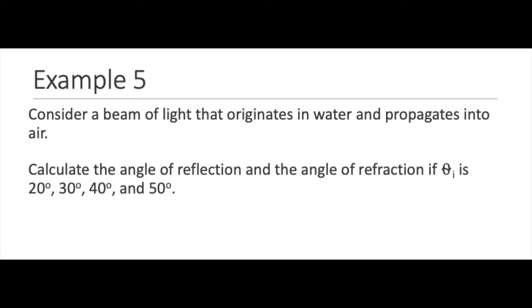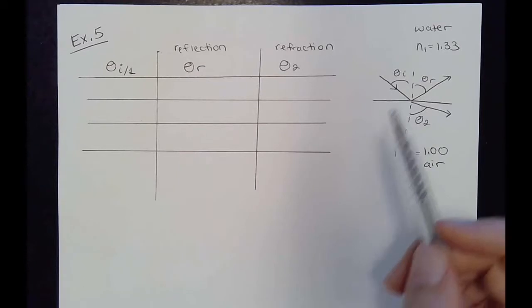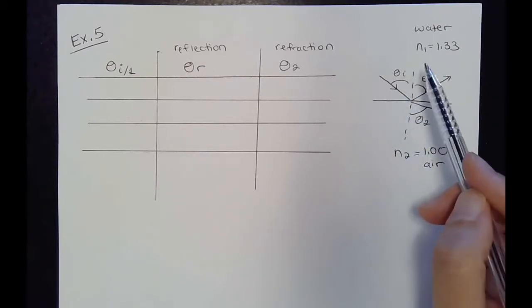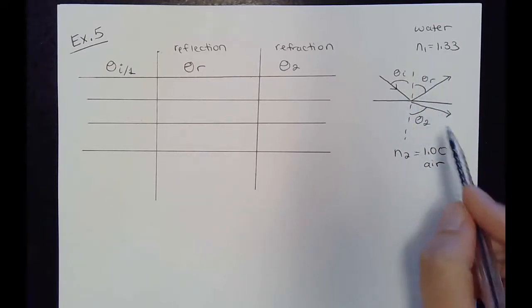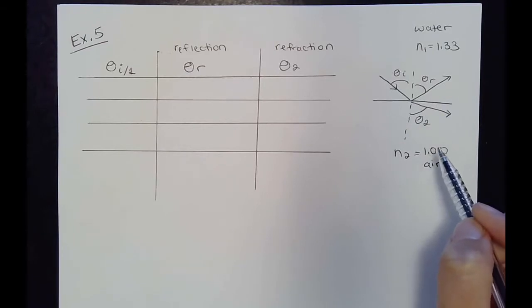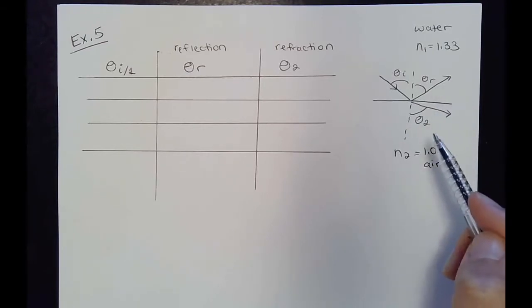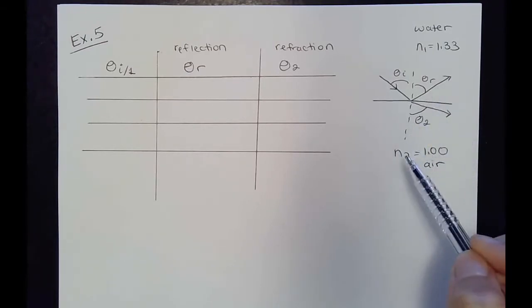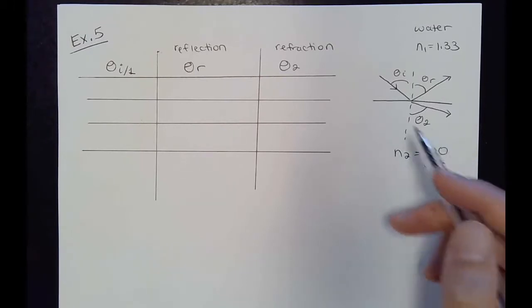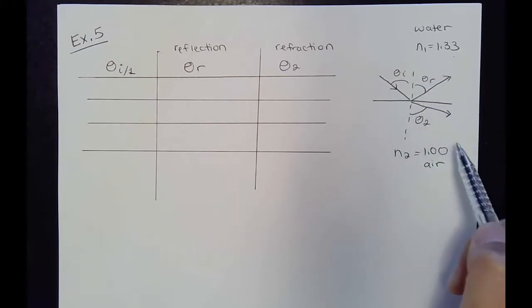Calculate the angle of reflection and the angle of refraction if theta I is 20 degrees, 30 degrees, 40 degrees, and 50 degrees. Okay, so it looks like this. We have an object or something in water emitting light, and then it's passing through to air. It doesn't matter which side you draw these on, by the way. Maybe it makes sense to put water on the bottom physically, but it doesn't matter. So 1 is water and 2 is air.